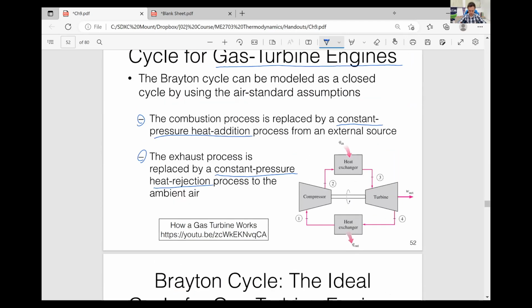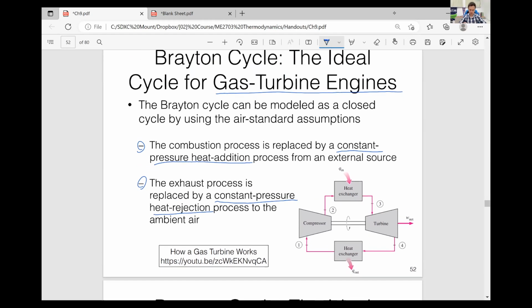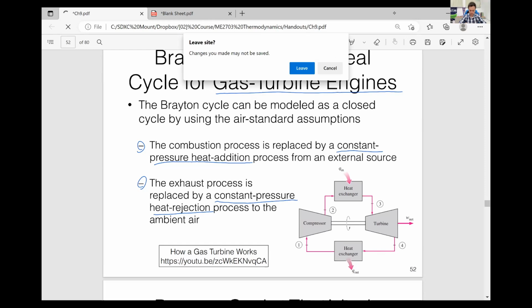So there's a video here. This is very interesting and very useful, actually, to let you know how a real Brayton cycle works. Now let's look at this video very quickly.